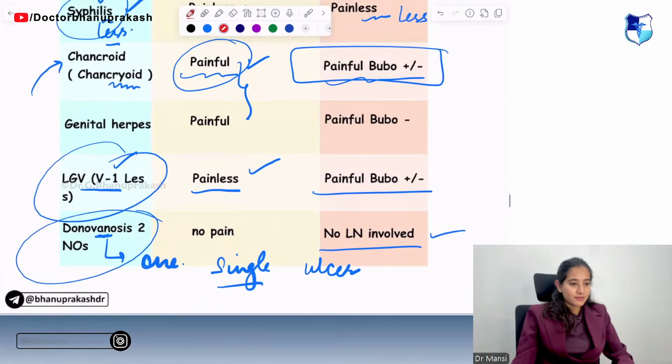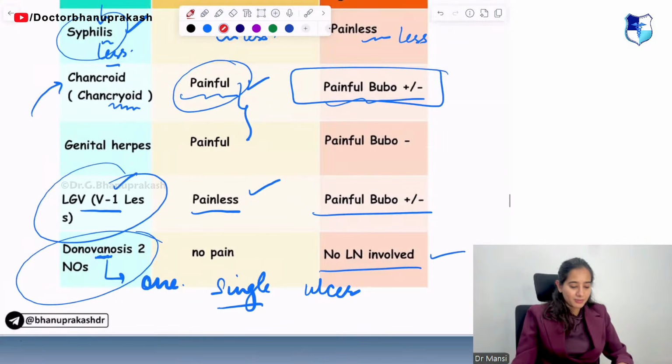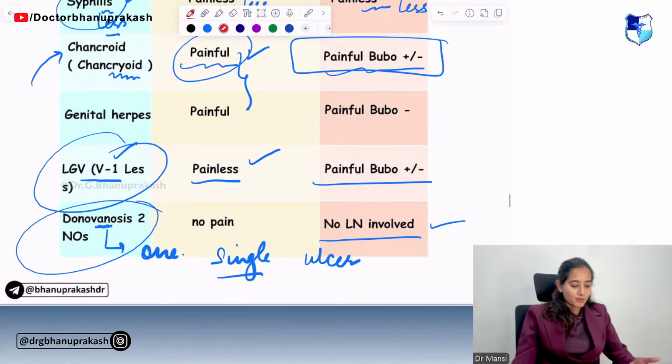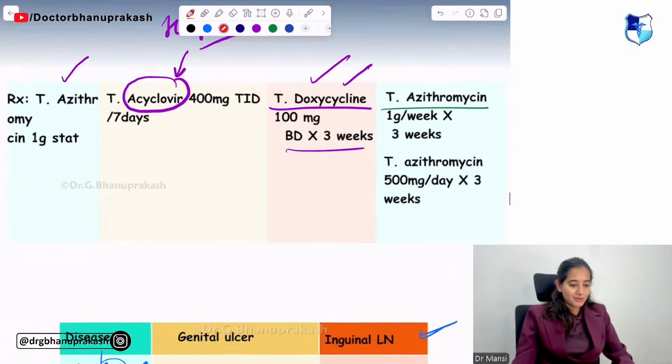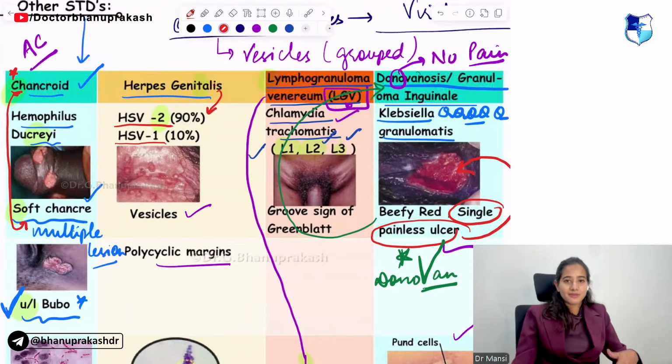You have to revise it one more time at least, because all the tricks which I have been giving you, you can only remember once you are revising it. Okay, like in donovanosis, when we say donovanosis, it sounds like a one, right? So there is one single ulcer. That's how you can remember it. If you're listening to my session right now, these are the most confusing things. If I'm going to give you mnemonics for everything, then it is going to be very difficult to remember the mnemonics itself.